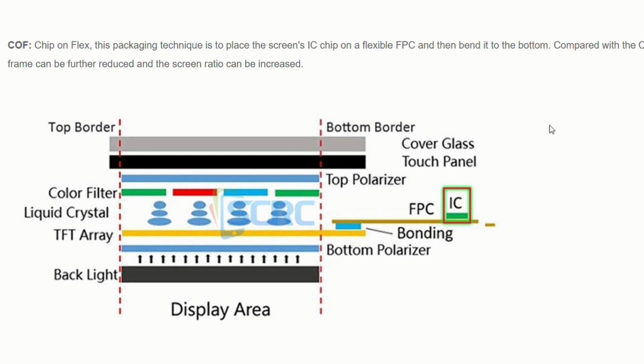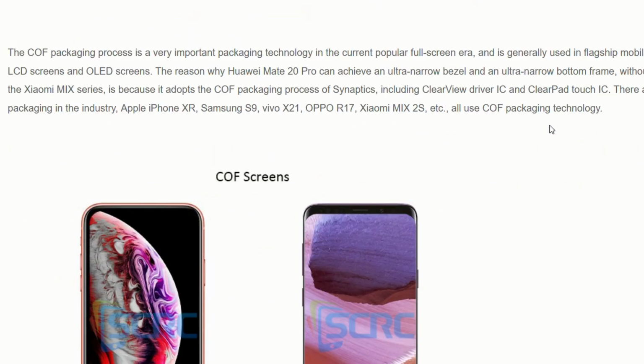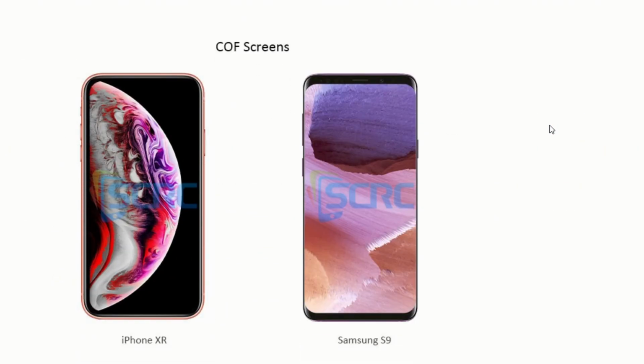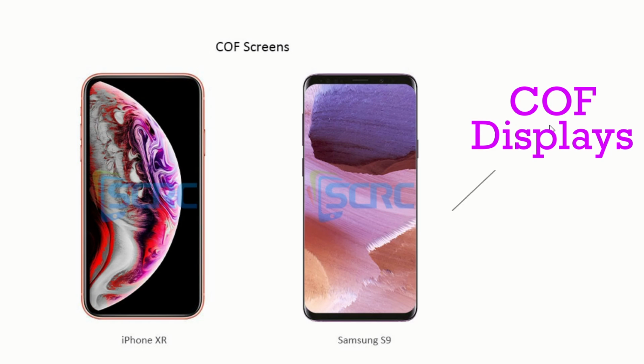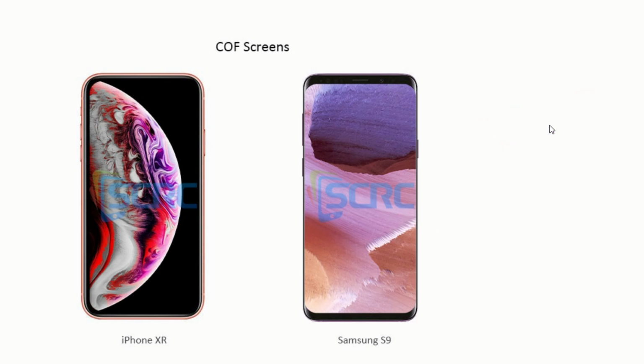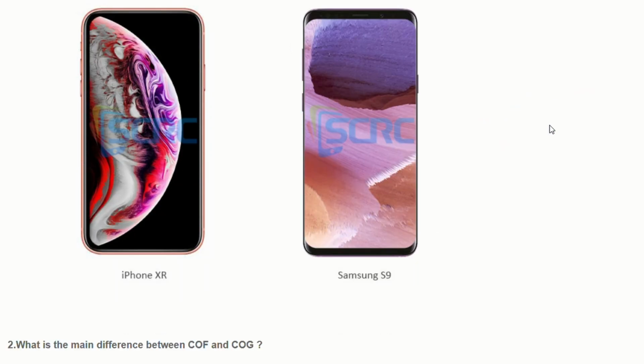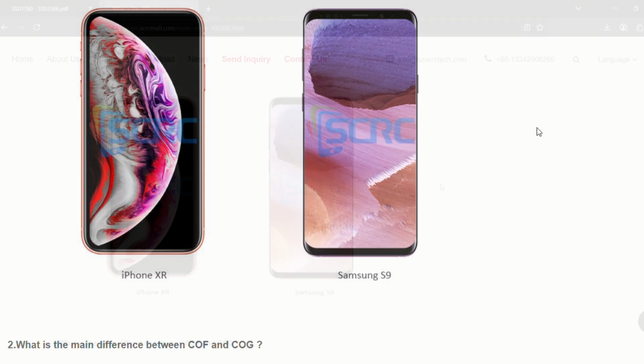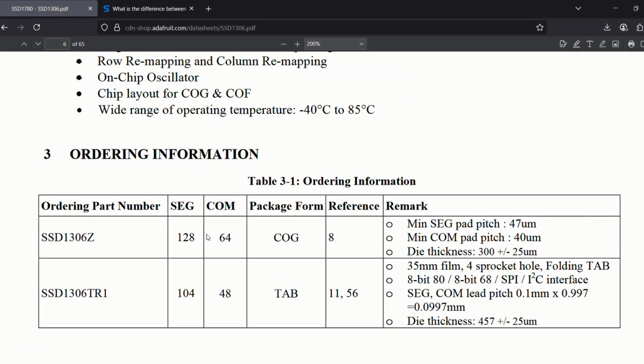On the other hand, COF means the IC is shifted onto the flexible ribbon or flex cable. This allows the entire glass panel to be used as the active display area, giving you a true edge-to-edge or full-size screen. If you are curious, you can definitely read more about the packaging technologies in display design resources. But for now, let's focus on the SSD1306.